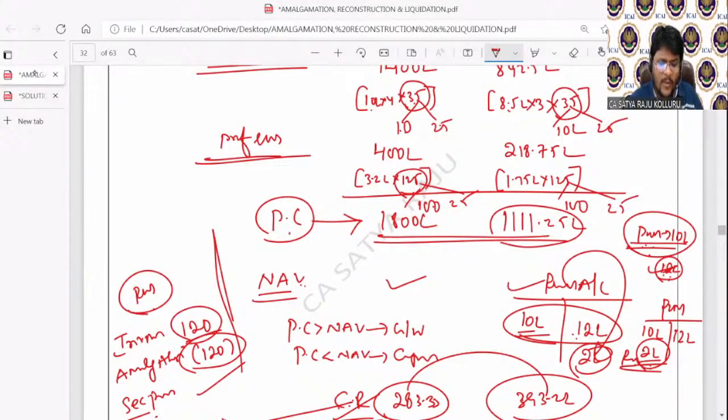Next. Sir, is amalgamation in the nature of merger an external reconstruction? Absolutely. Why not? In case of external reconstruction, what happened? The new company is ready to take over all the assets and liabilities. Am I right? The newly incorporated company is established only for the purpose of takeover of the existing company. Yes, you are right, ma.